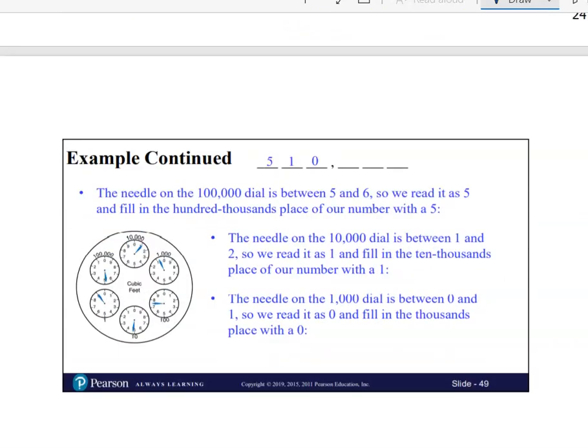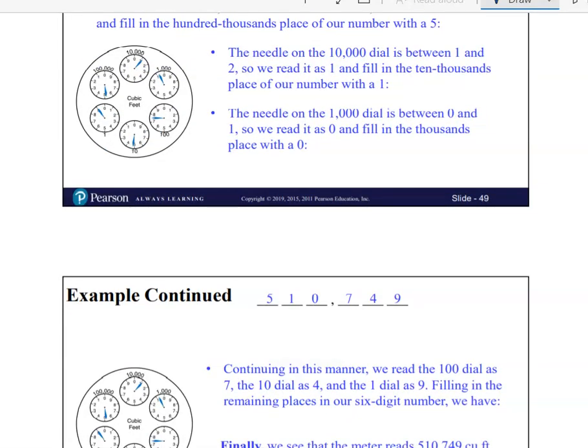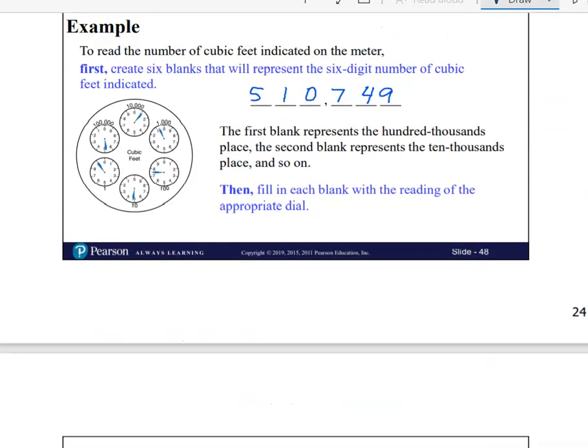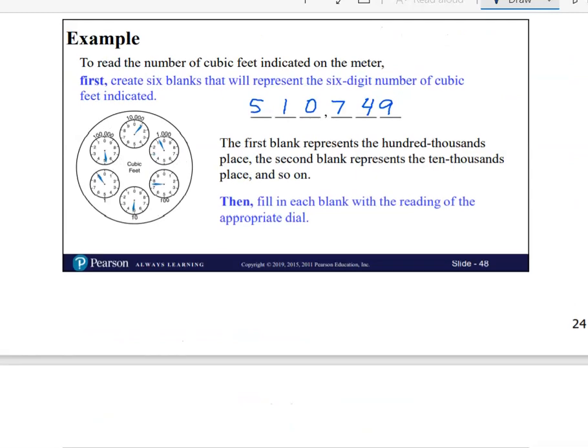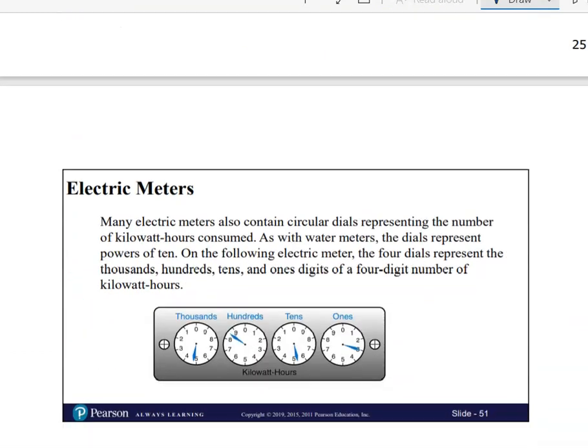So the needle on the 100,000s is between the 5 and the 6, and this goes over the example that we just worked. Okay, I was just making sure that was the same example, but it just goes over that exact same example.